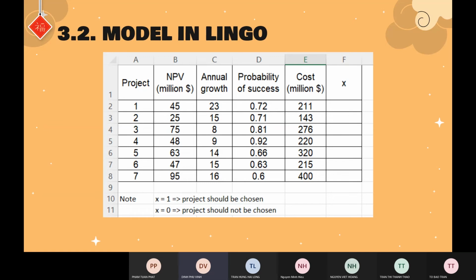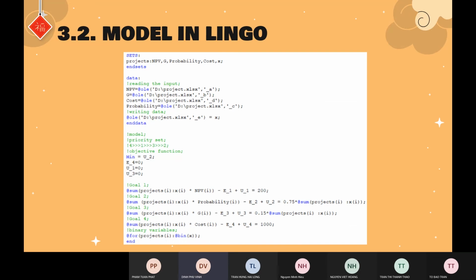Firstly, we need to build an Excel file to store data for the Lingo model. To read and write the result, the F column will receive the result of the decision variable X, which are binary values with 0 and 1. 0 means the project is not chosen, while 1 means we select the project. Firstly, we define the variables for the net present value NPV, G for annual growth, probability in short for project success rate, project cost, and the decision variable X.